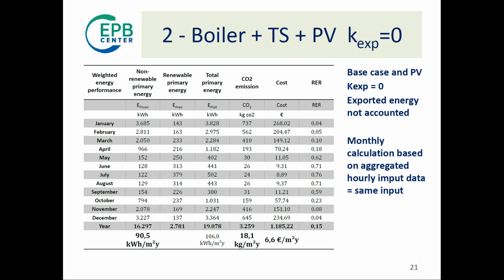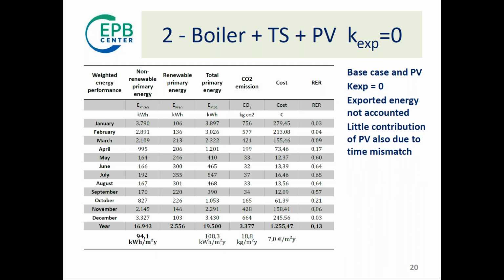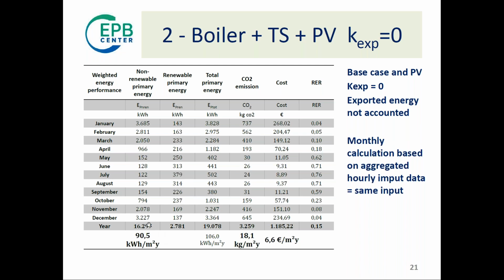But here we can see what happens if you use, instead of an hourly calculation, the monthly calculation with the same input. So it's the same case, but instead of calculating with the hourly method, I calculate with the monthly. And you see the difference in the result. It was 94 kilowatt hours per square meter per year, and in that case it is 90. It has changed. Why?